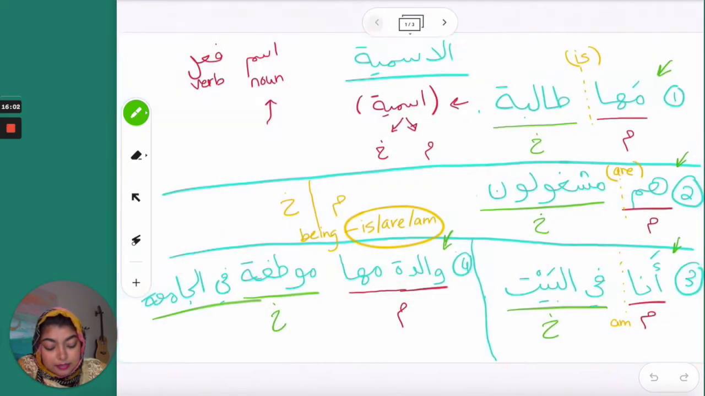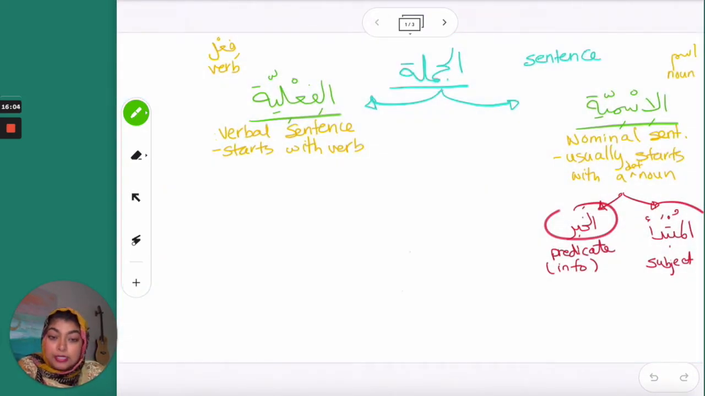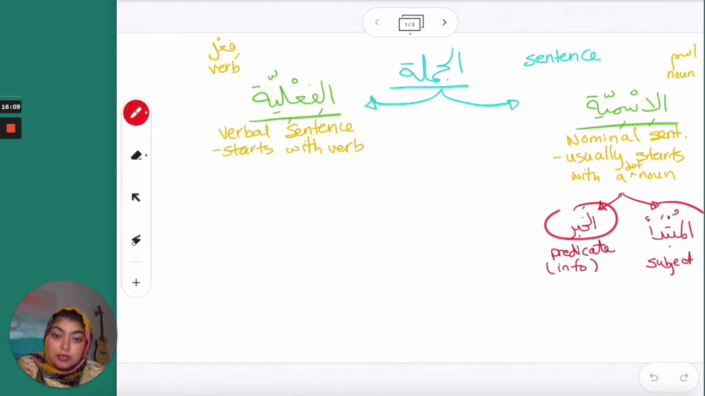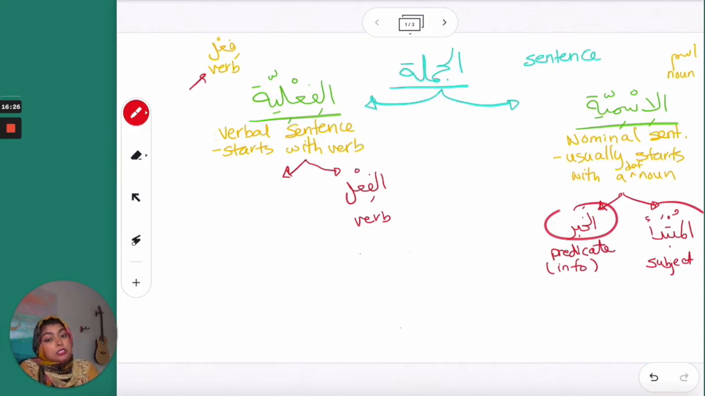Now let's go back and let's look at الجملة الفعلية. الجملة الفعلية also has two parts. الجملة الفعلية متكونة من الفعل والفاعل. So we have two parts of the sentence. The first is الفعل, and that's your verb, like I mentioned up here. So جملة الفعلية has to start with the verb. So the first word is going to be the verb.